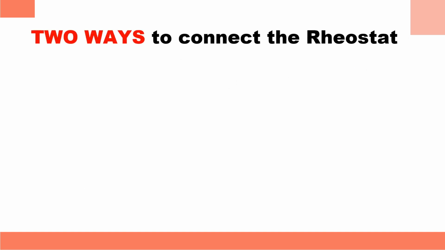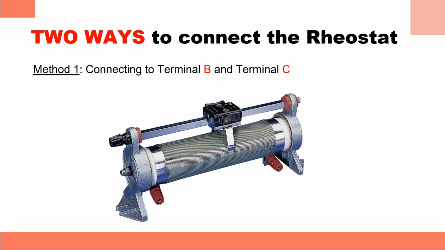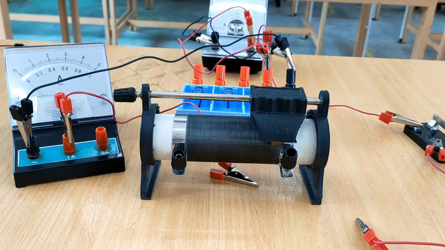Basically, there are 2 ways to connect the rheostat. The first method will be connecting the rheostat with terminal B and terminal C. So terminal C will be at the top left side of the button, and another connection will be at terminal B, which is at the bottom right side. Now, I want to show you how we connect the rheostat with method 1.